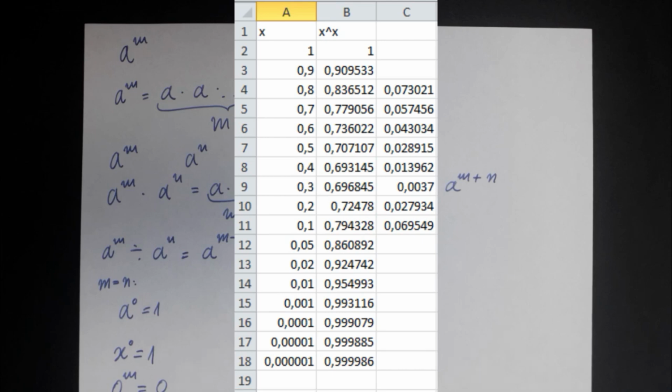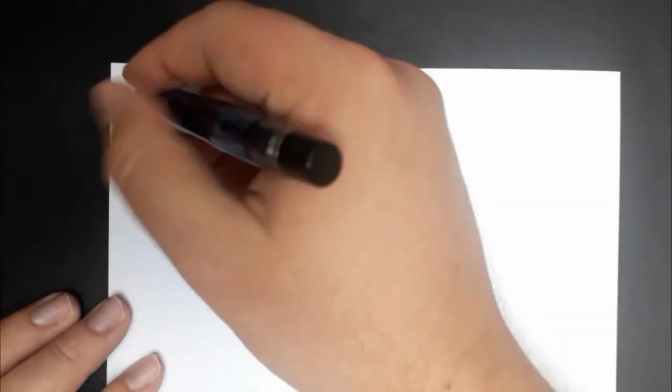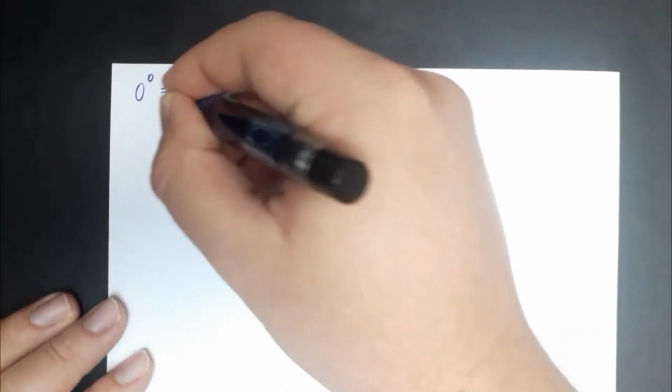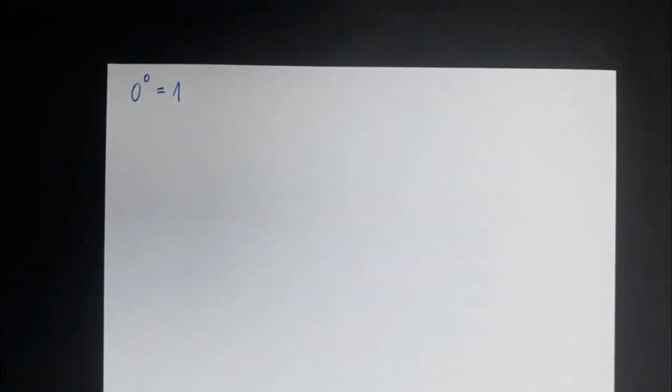But we have seen two things. First, we have seen it drop down, but then it has turned around. It has started to increase. But then it didn't increase forever. So we never got to 0. What it seems to be going towards is 1. So it seems that 0 to the power 0 is equal to 1.